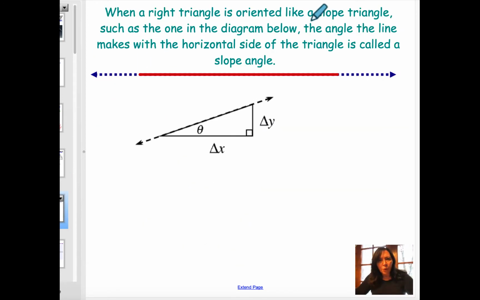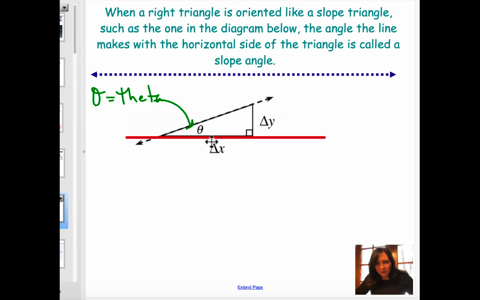So when a right triangle is oriented like this, like a slope of a triangle such as the one below, the angle the line makes with the horizontal side of the triangle is what we call the slope angle. See this value right here, that's theta. Theta represents an angle. It's just a symbol for an angle. And the horizontal, this line that goes straight across, that's my horizontal. And that line on the horizontal is where my angle is going to start. So my angle starts on the horizontal and then works upwards like that. That's going to be my slope angle, okay?